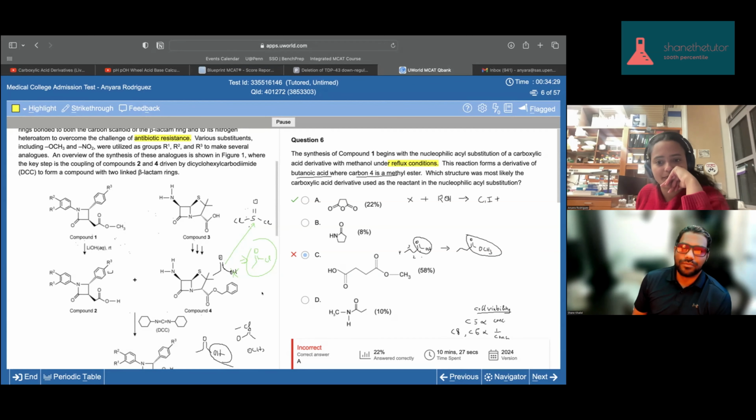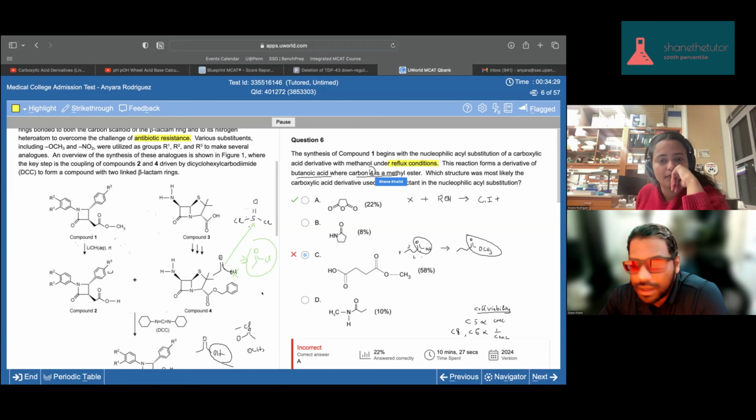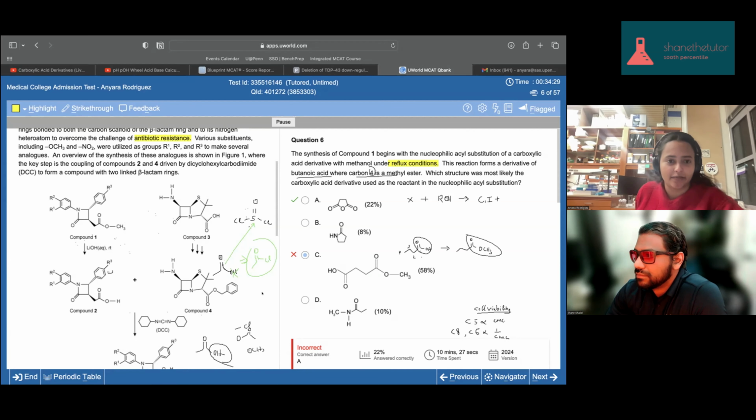I don't know about the numbering, I'm not putting too much attention on that one being carbon four. But I know at least that it's butanoic acid. It's good to think that the majority of these reactions will be substitution reactions to create other derivatives.